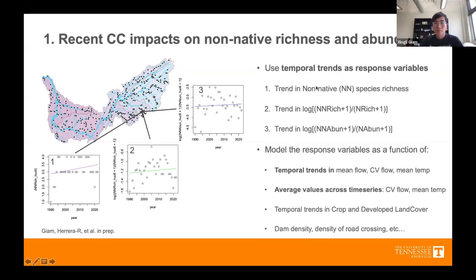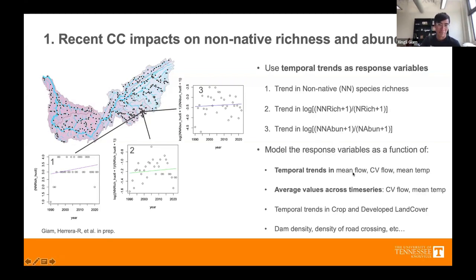So after getting these trends, we want to predict what makes some sites have positive non-native species richness trends, what makes some sites have positive non-native richness dominance trends, or what makes some sites have more positive non-native abundance dominance trends. So we use regression models to model these response variables. So these are trends, and we're trying to predict the trends as a function of climate-related trends. So we think that, over the past 30 years, we know that the mean flow has changed in many cases.